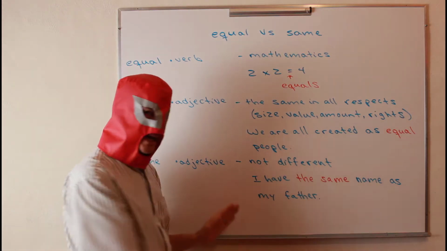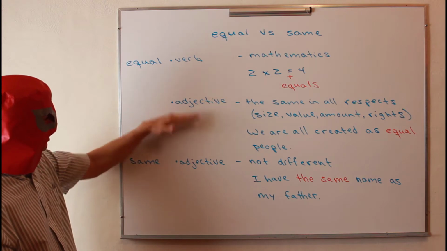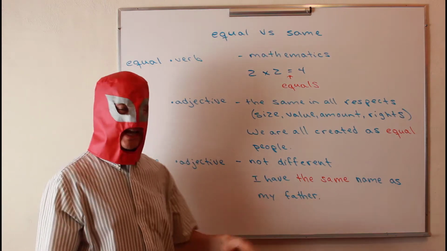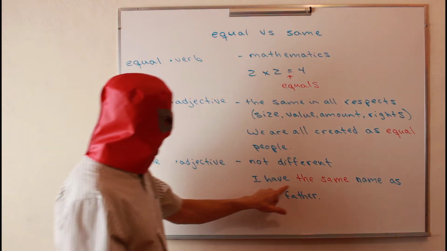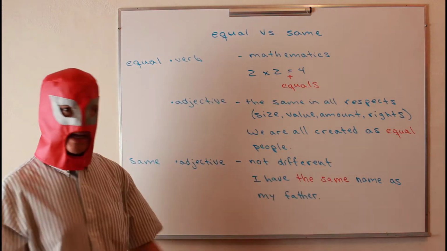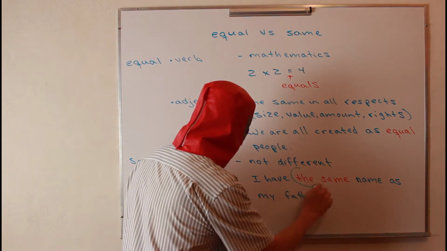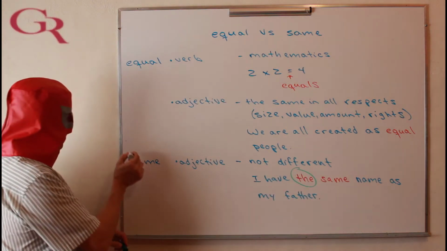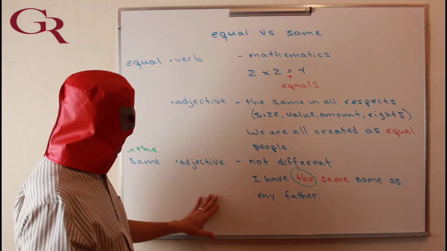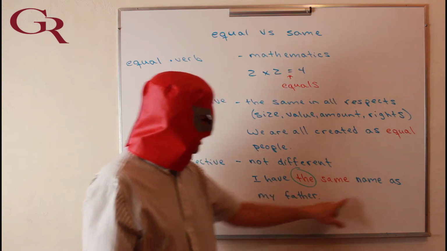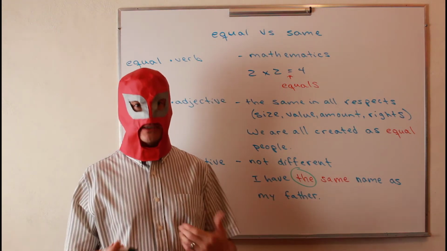Now let's take a look at same. Same as an adjective, we'll compare it with equal as an adjective, means not different. So here I have an example. I have the same name as my father. Now if you notice, here I'm using the. So basically I'm going to use the with same. So one more time. I have the same name as my father, which means that it's not a different name.